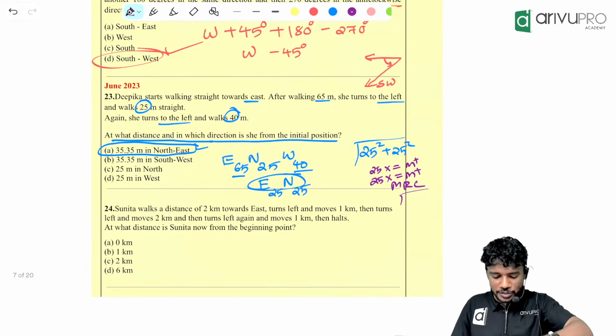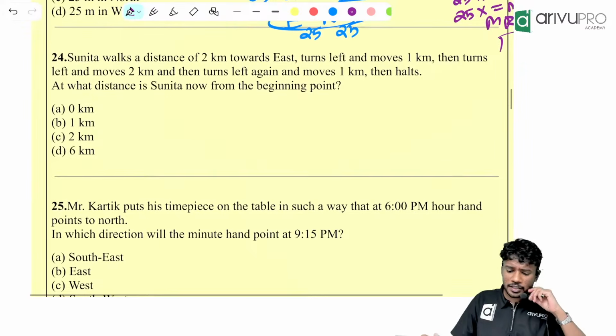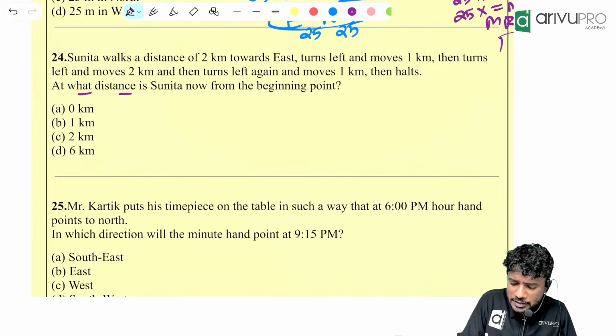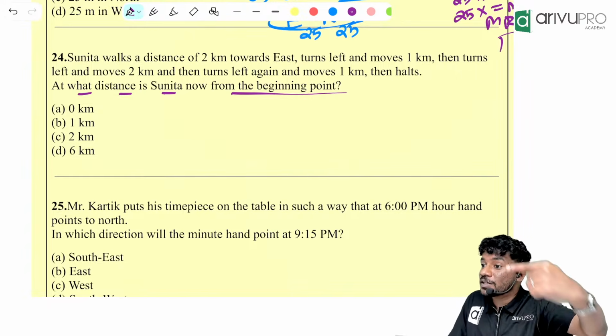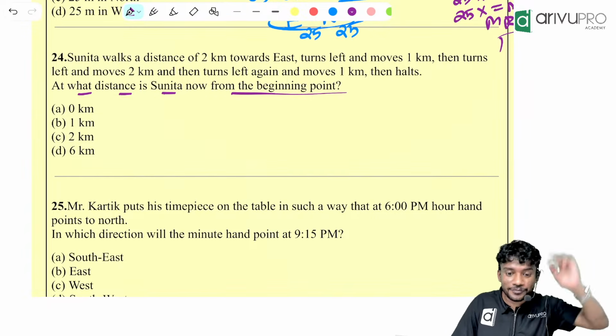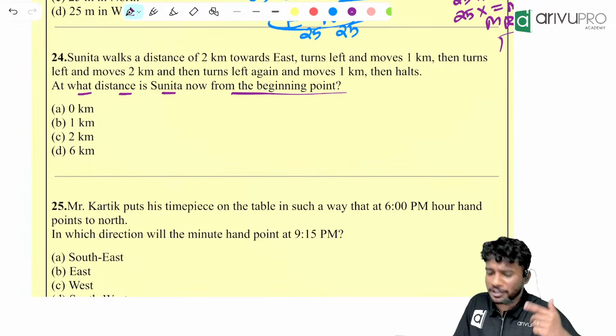Then next question, 24th question. At what distance is Sunitha now from the beginning point? Beginning point is also called by another name, initial point or starting point. Same type of question, just with respect to the previous one itself.